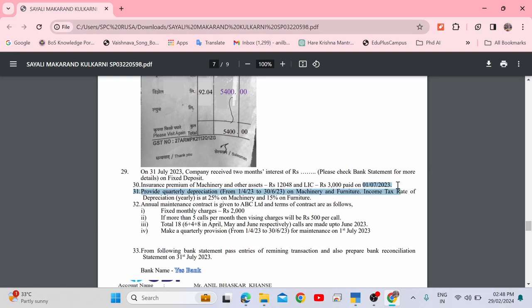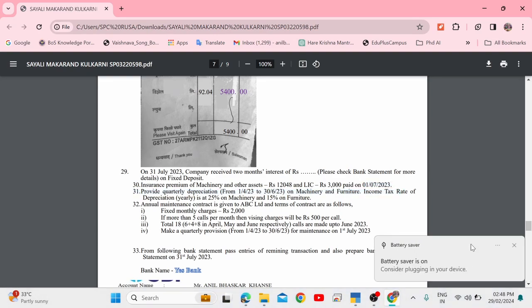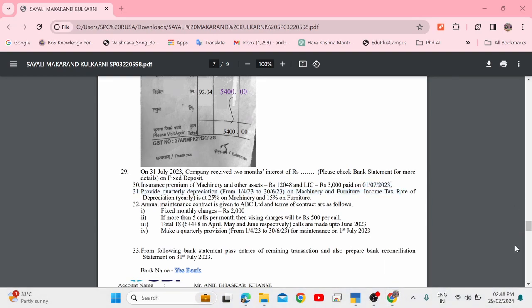But one more intricacy is there, one more difficulty is there. What is that? One more difficult point. We paid this insurance on 1/7/23. तो 1/7 को पे किया तो बेनिफिट कब तक मिलेगा? You will get benefit of this till 30 June 2024. 1/7 to 30 जून, पूरा एक साल बेनिफिट मिलेगा. इंश्योरेंस का प्रीमियम का बेनिफिट एक साल के लिए रहता है, तो एक साल का बेनिफिट आपको मिलेगा.